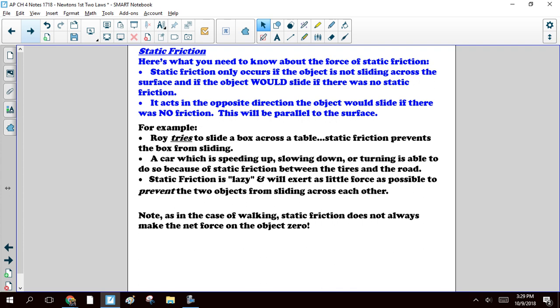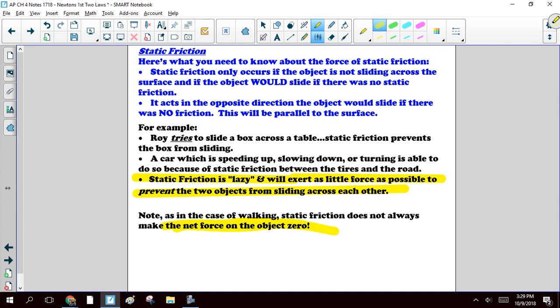Okay, this is the big thing. And I remember this being confusing for some of you last year. Remember, static friction is lazy. That means it's going to exert as little force as possible in order to prevent the two objects from sliding across each other, okay? Yeah, so this is kind of illustrating that idea that in the case of walking or driving, static friction doesn't necessarily make the net force zero. Last year it frequently did. This year that will not always be the case.